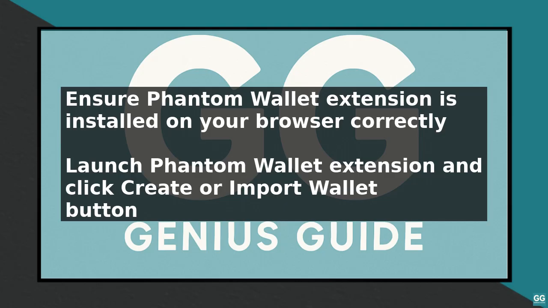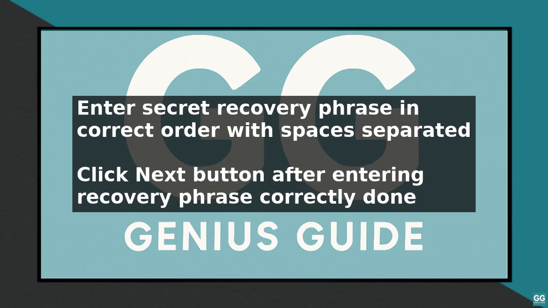Then, select the Import Wallet option from the drop-down menu. You will be prompted to enter your secret recovery phrase. This phrase is a list of words that was given to you when you first created your Phantom Wallet. Enter the words in the correct order, separated by spaces, and click on the Next button.